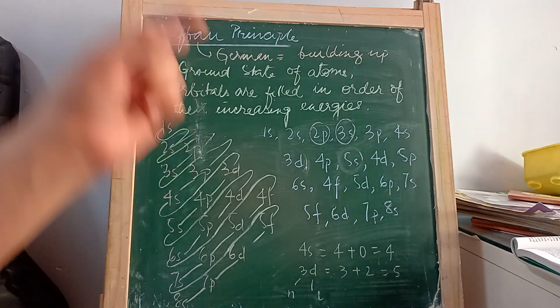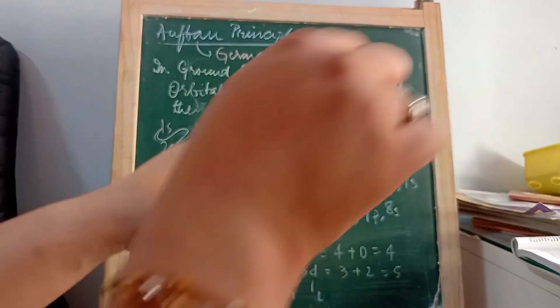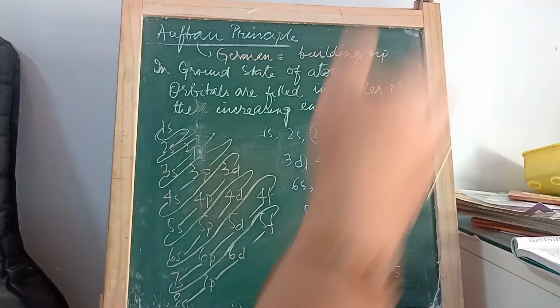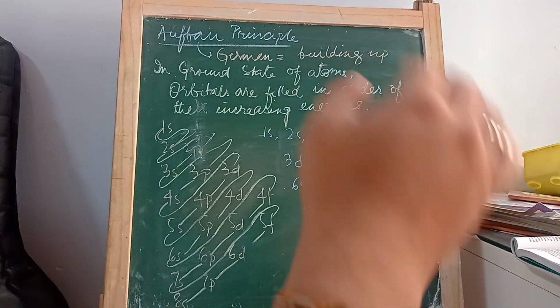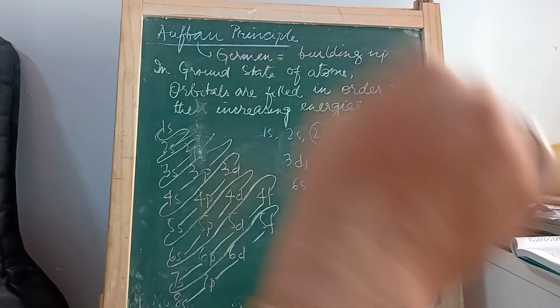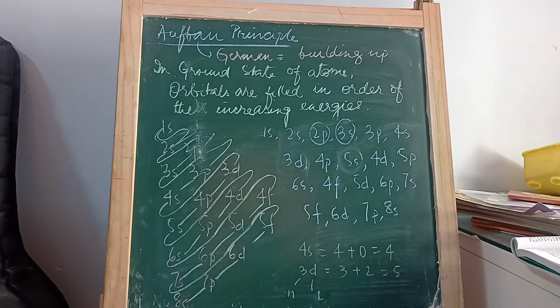It says that electrons will be filled up in orbitals in the increasing order of their energies. Orbitals having lower energy will be filled first, then the next will come.